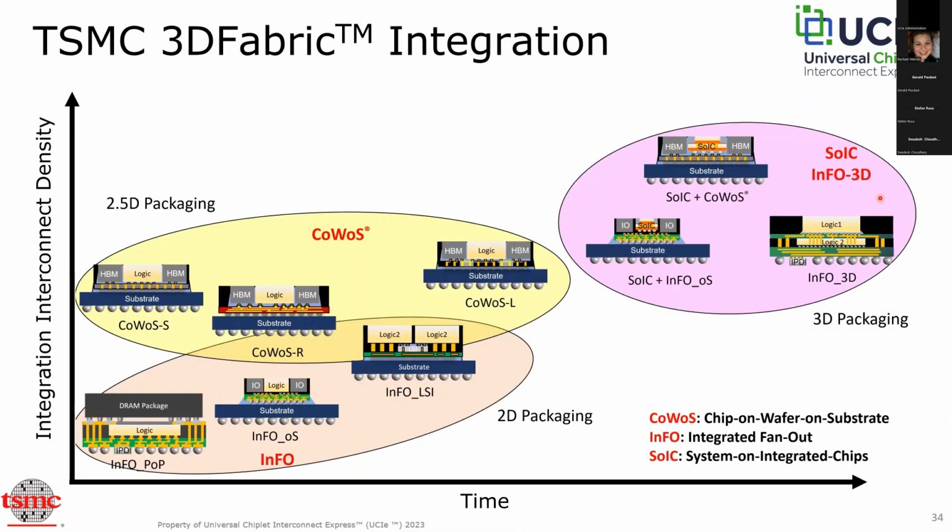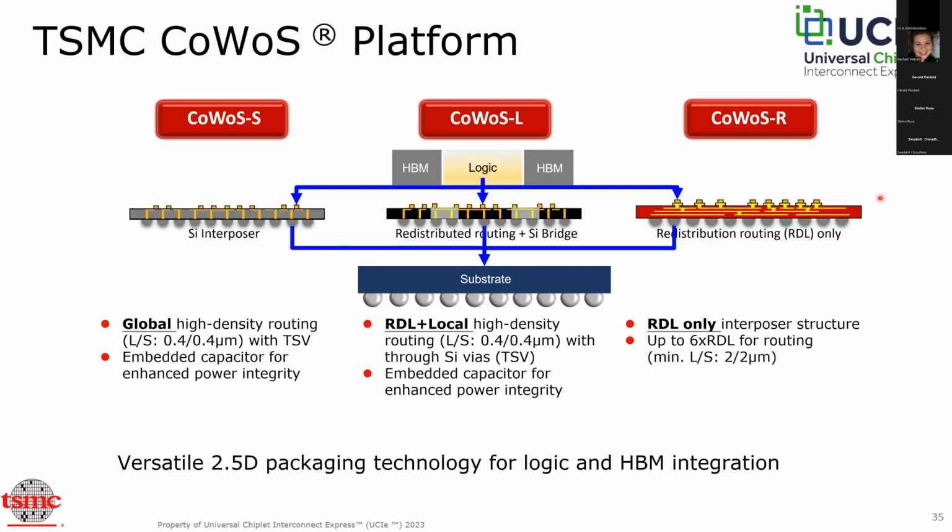Finally, let's look at the TSMC package offerings. There are 3 families. InFO stands for integrated fan-out. CoWoS stands for chip on wafer on substrate. And SoIC stands for system on integrated chips, which is the 3D stacking option with hybrid bonding. So let's look at each of them in more detail in the next few slides.